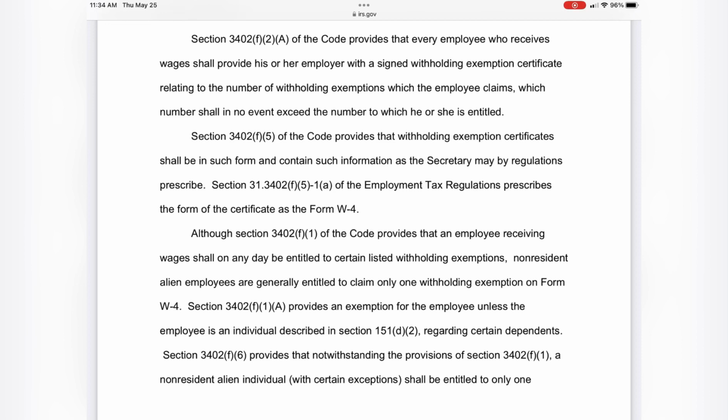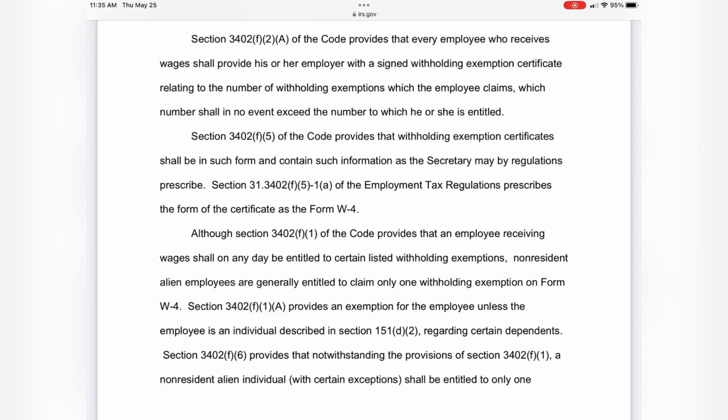A little further down, it tells you that Section 3402F2A of the Code provides that every employee who receives wages shall provide his or her employer with a signed withholding exemption certificate. Next paragraph, Section 3402F5 of the Code provides that withholding exemption certificates shall be in such form and contain such information as the Secretary may, by regulations, prescribe.